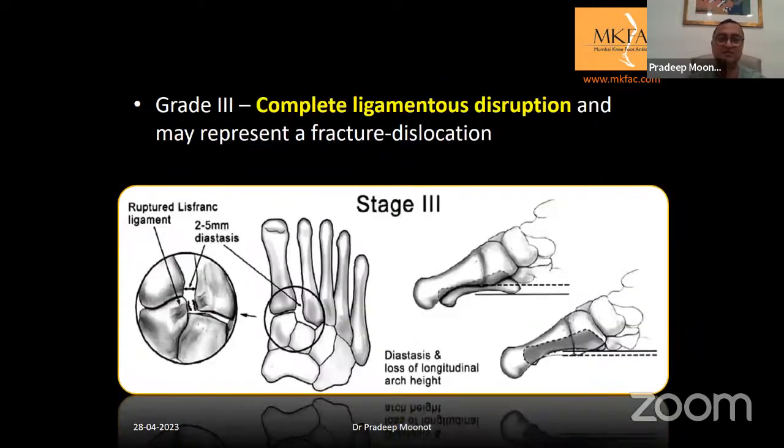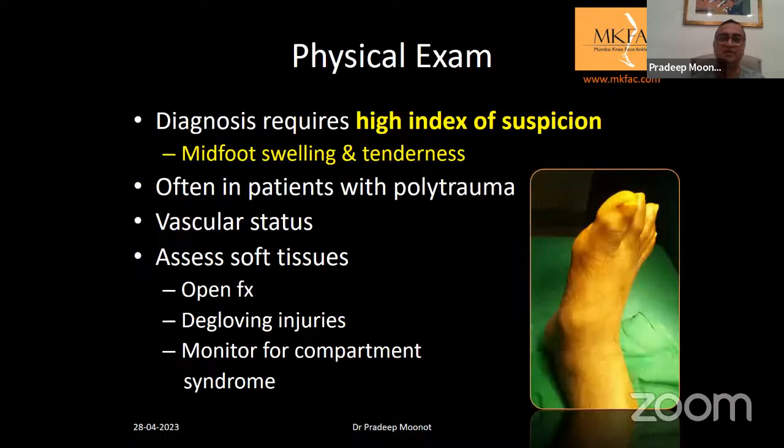The third type, which is the most significant type, where there is complete disruption of the Lisfranc ligament and there is instability. So there is a diastasis of more than 2 to 3 millimeters. That is what the problem of your ligamentous Lisfranc can cause.